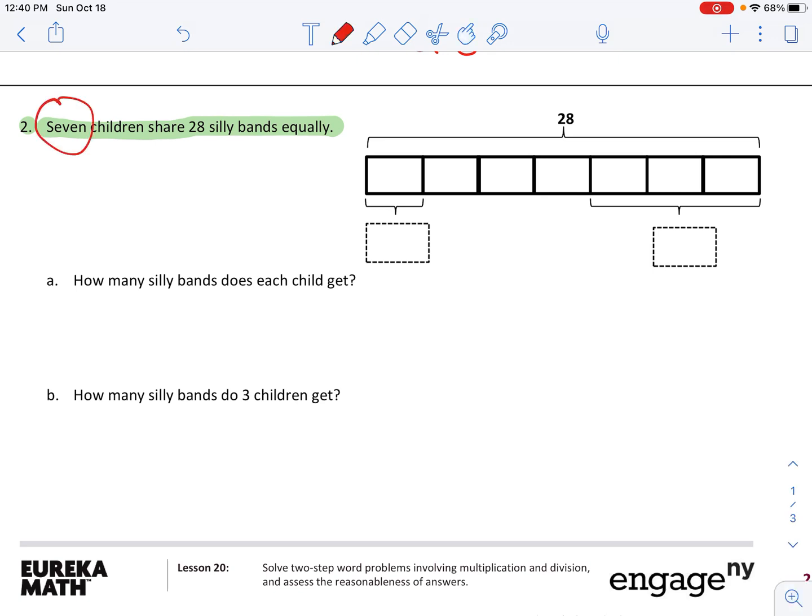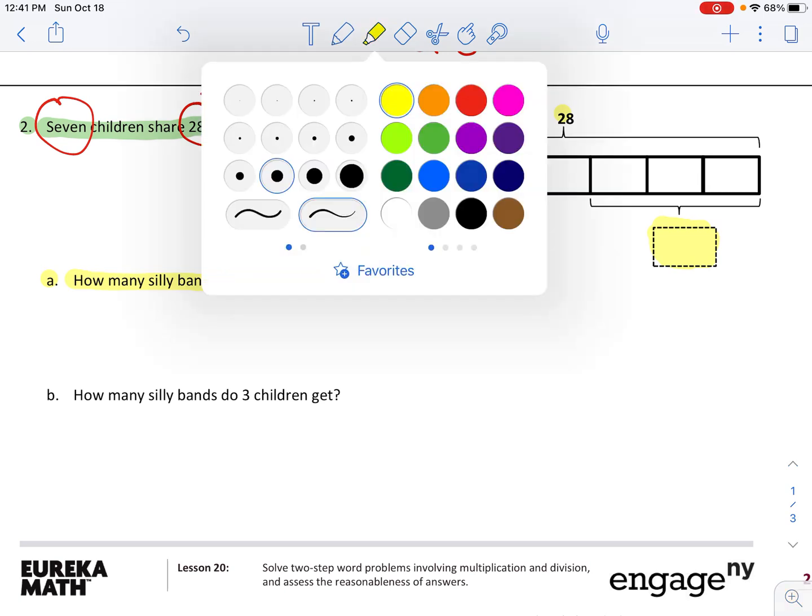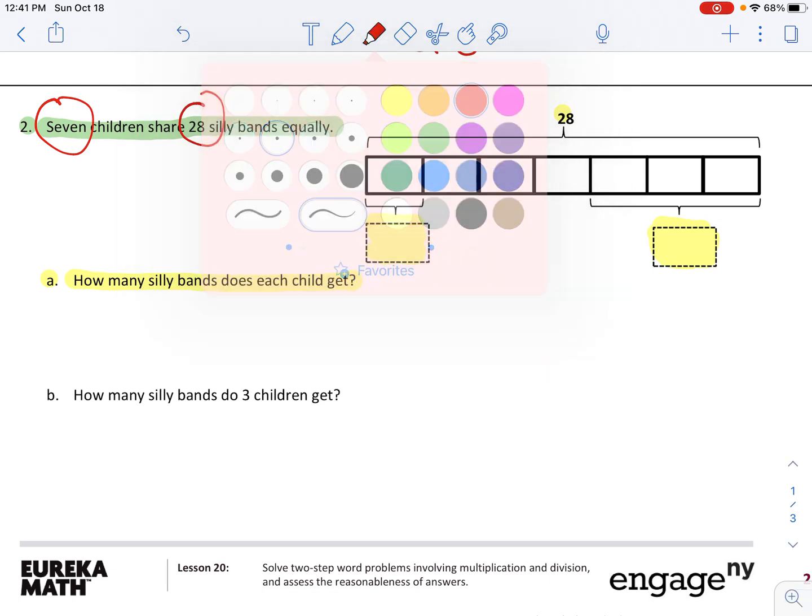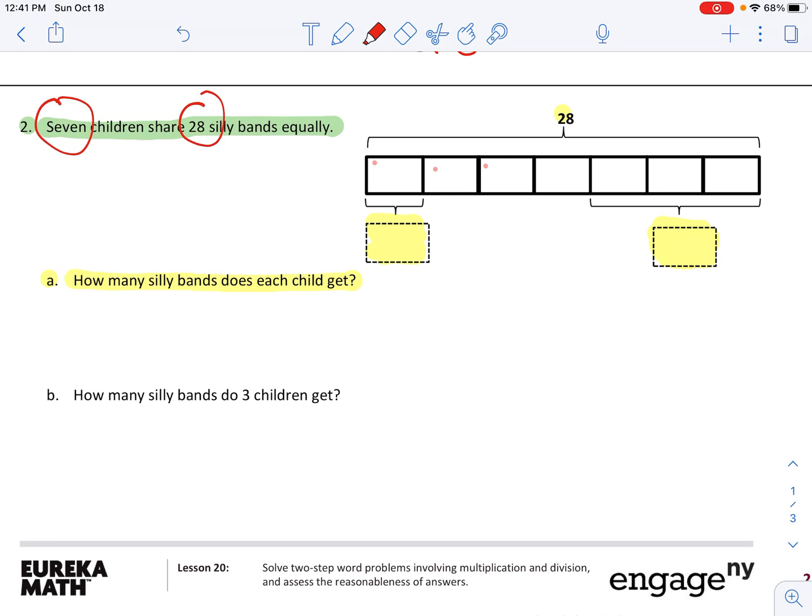All right, so I have 7 children, and I have 28 silly bands. So if I look at my tape diagram, it's showing me there's 28 altogether. They're asking me to fill in this box and this box. So in my first part of my question, it says, how many silly bands does each child get? Well, there's 28, and I have 7 students. So I'm going to add a silly band into each person until I run out of silly bands.